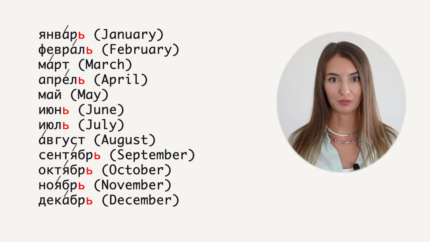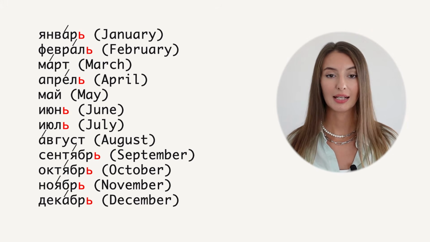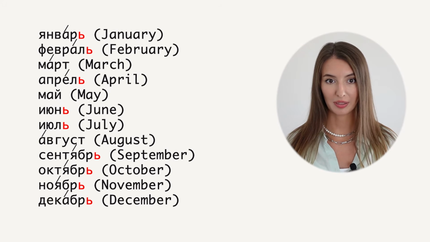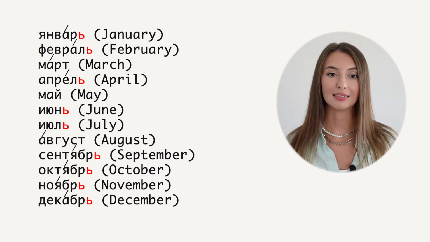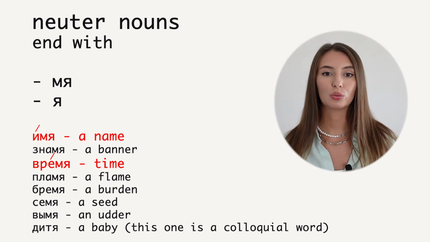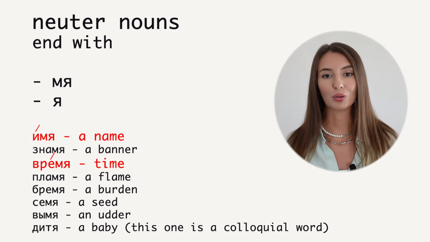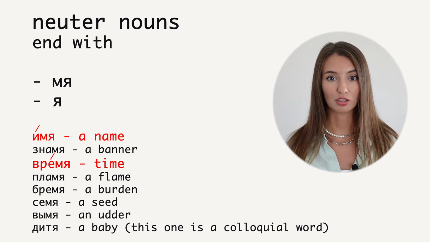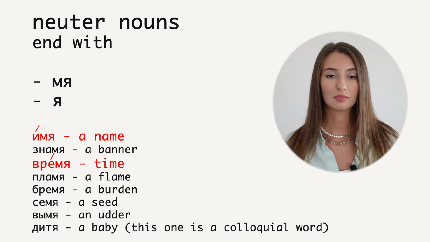Январь, февраль, апрель, июнь, июль, сентябрь, октябрь, ноябрь, декабрь. There are also some words which end with мя or я, which are neuter. The gender of these words should be memorized in order not to confuse them with the feminine nouns. I think there are only 2 words in this list which are important to remember for beginners. So my recommendation in the beginning is to memorize the gender of words имя, время.